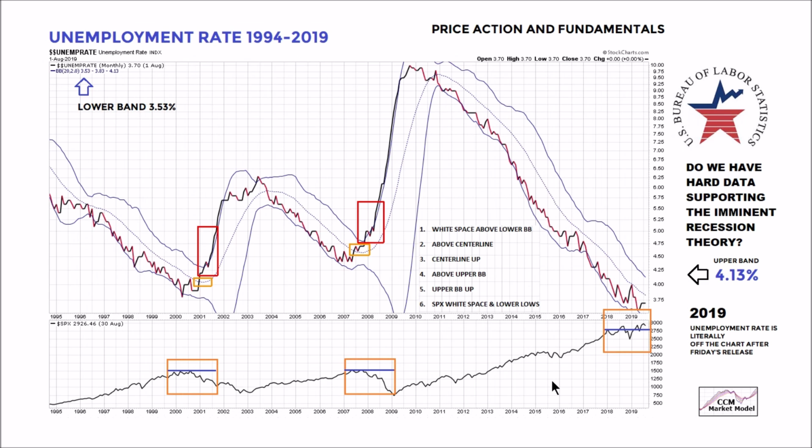The unemployment rate that was announced on Friday is 3.5%, which means on this chart, we would move below the lower Bollinger Band at 3.53. First box that we want to check is white space above the lower Bollinger Band. We don't have any white space above the lower Bollinger Band. We can't check box number 1, 2, 3, 4, 5, or 6. And price action in the S&P 500, does the present day look like this or this?